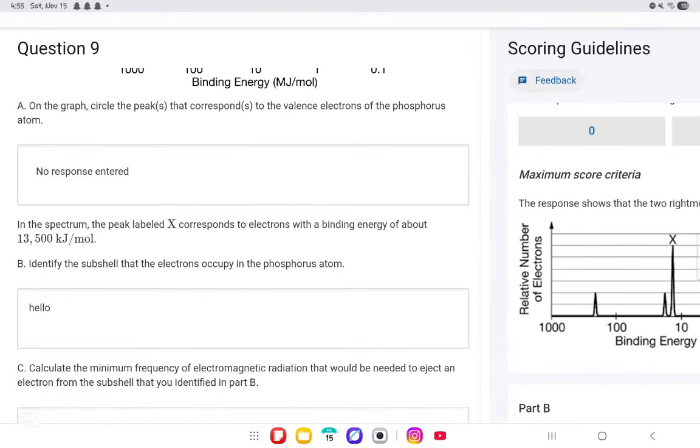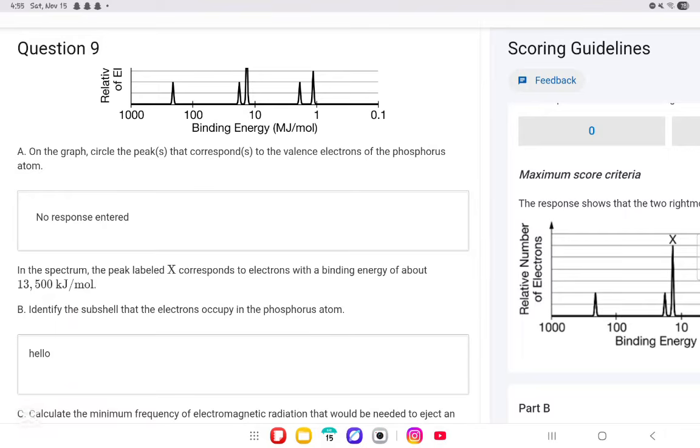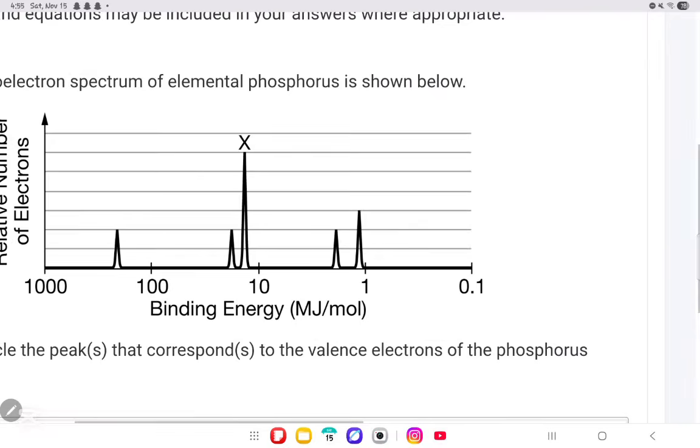In the spectrum, the peak labeled X corresponds to electrons with a binding energy of about 13,500 kilojoules per mole. Identify the subshell that the electrons occupy in the phosphorus atom. So we need to find the subshell. We start by naming them all.